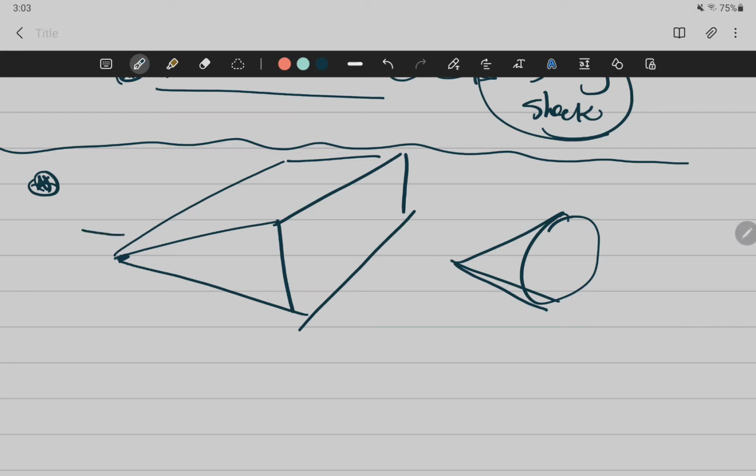This one we already know. We are going to assume it's two-dimensional. It is going to look like this. We have the shock wave. But what will happen in three-dimensional flow, assuming you get this kind of shell around the cone? What will happen to the streamlines?